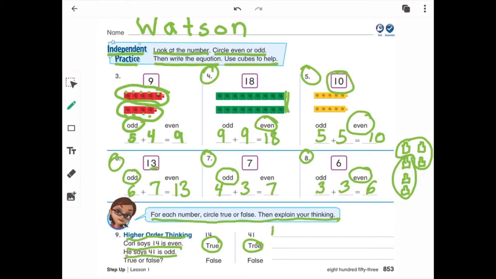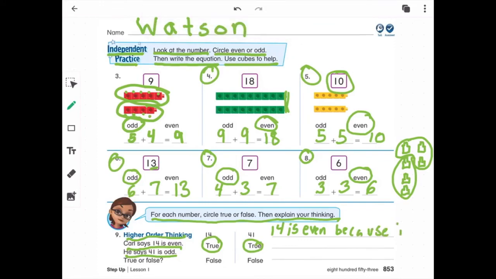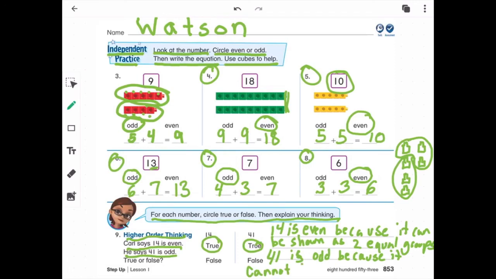I already know 14 is even because it can be shown as 2 equal groups. 41, listen closely, is odd because it cannot be shown as equal groups.